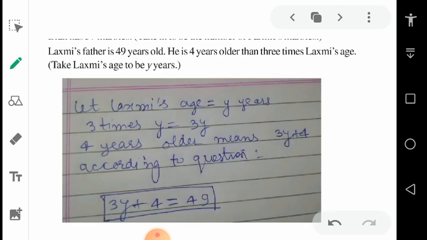Next is again a word problem. Lakshmi's father is 49 years old. This is a constant value. Now he is 4 years older than 3 times Lakshmi's age. Take Lakshmi's age to be y years. So we assume that Lakshmi's age is y years.